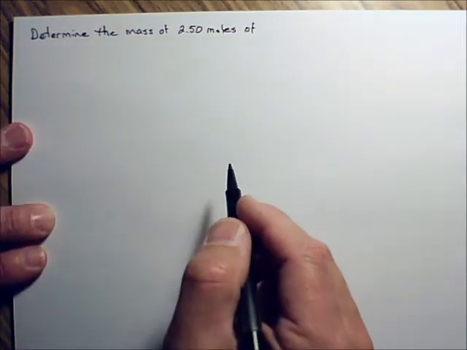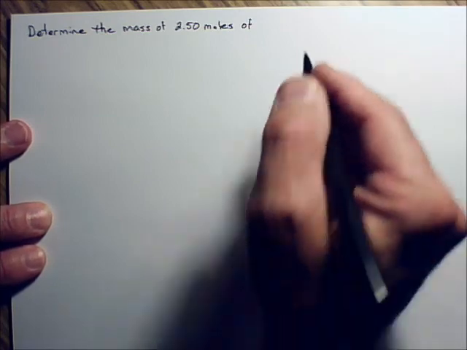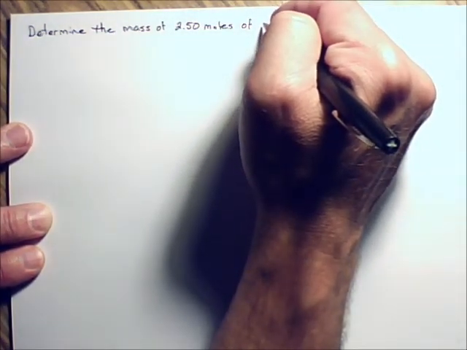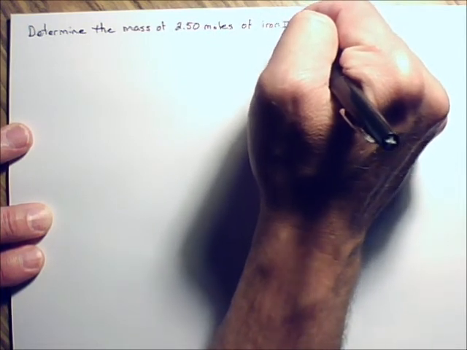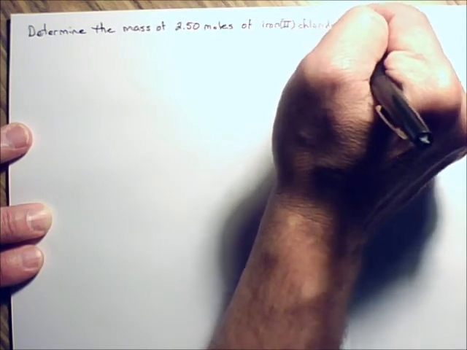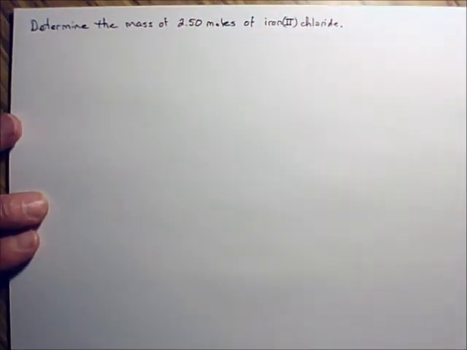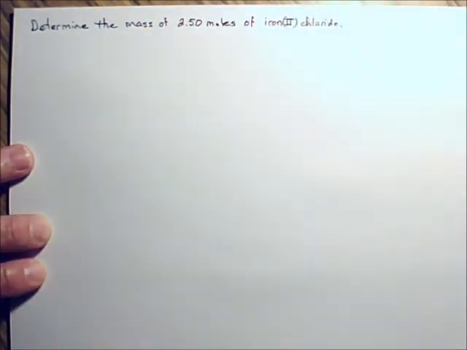So we're going to determine the mass of 2.50 moles of, let me see, how about we do iron 2 chloride. Okay? Alright. Iron 2 chloride. So you're going to have to figure out the formula for iron 2 chloride first.